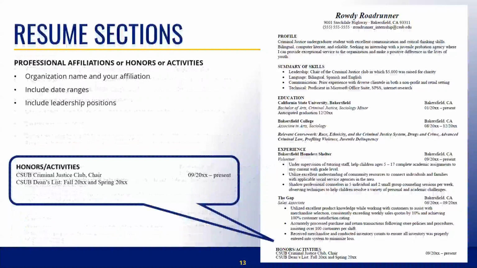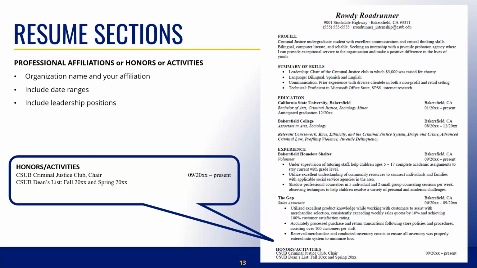Another section that can be included on your resume, but is optional, is an honors and activities section. If you decide to include this section on your resume, you will include the organization's name, for example, CSUB Criminal Justice Club, followed by your affiliation, chair. In this instance, the student is the chair of the club. If you're a member of a club, you can include member instead. If you're a vice president, you can include vice president. You must also include your date range, meaning month and year that you began with the club, hyphen present if you are still part of the club.